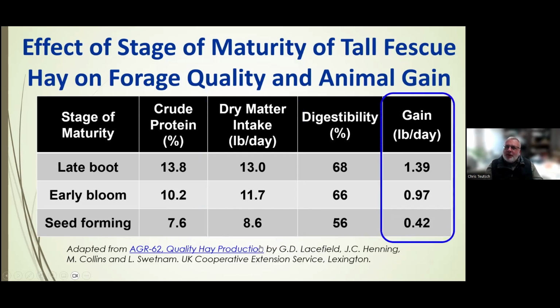And when we look at that translated into performance of these steers in this study, hay harvested at late boot stage had about 1.4 pounds of average daily gain versus 0.42 pounds when seed's forming. If you think about one slide when you drive home tonight, think about this slide, because this is really the essence of how important it is to harvest your hay at the proper growth stage.